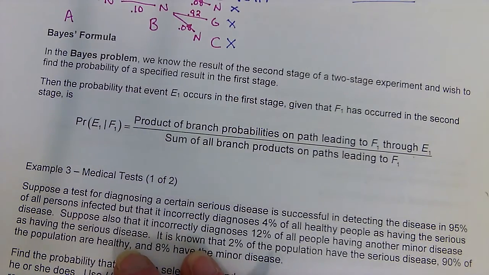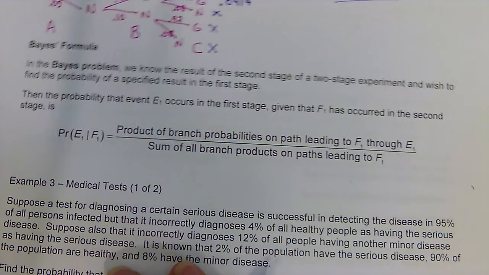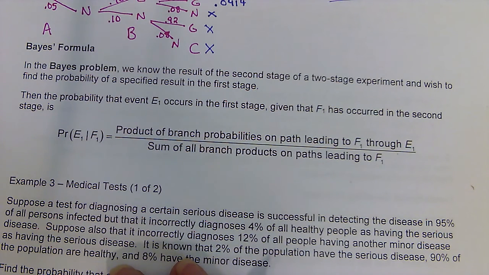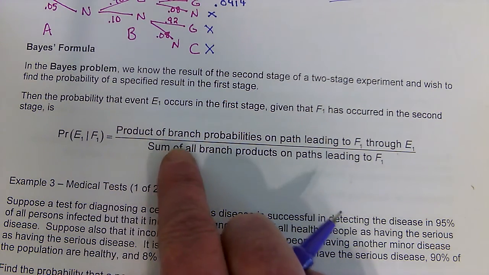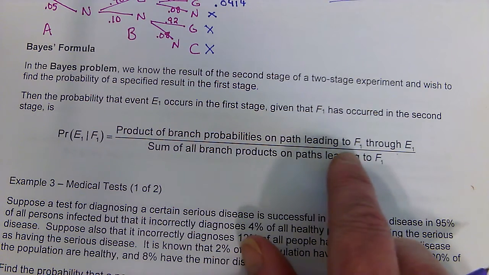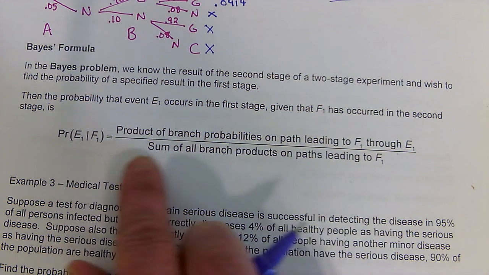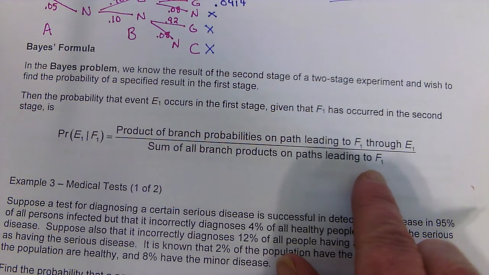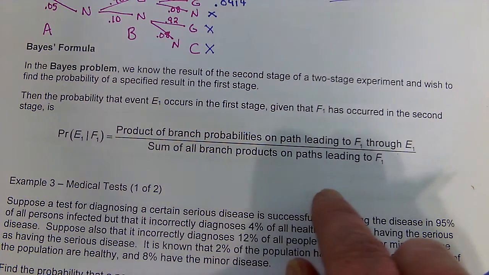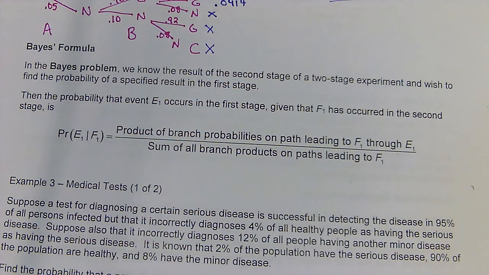So there's a formula called Bayes' formula. In Bayes' formula, we know the result of the second stage of a two-stage experiment and wish to find the probability of the specified result in the first stage. In other words, the product of the branch probabilities on the path leading to that result through the first one, and then the sum of all the branch products on the paths leading up to that one will go in the denominator. That looks very confusing, right? Let's break it down.